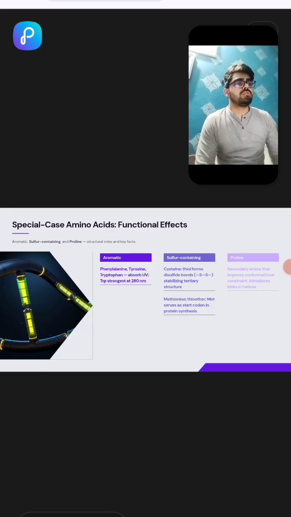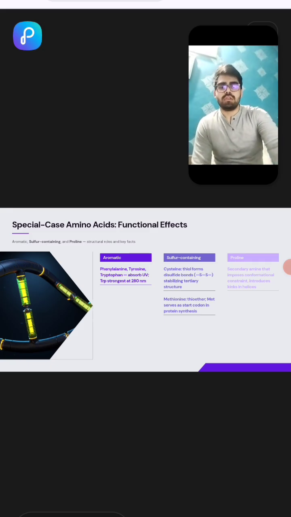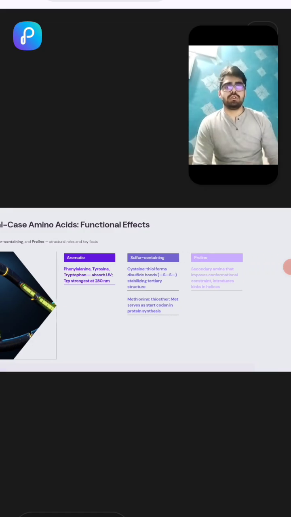Going on to the third part, we have proline, a secondary amine that imposes conformational constraint. It also introduces kinks in helices. Helices is the plural of helix. There are two kinds of helix: single stranded and double stranded. We will observe them in the next classes.